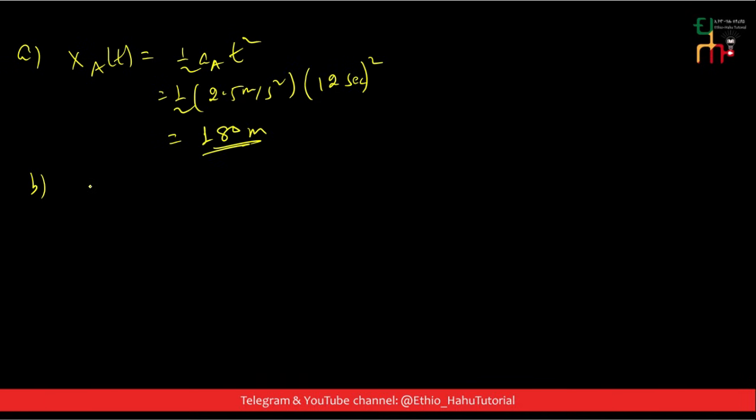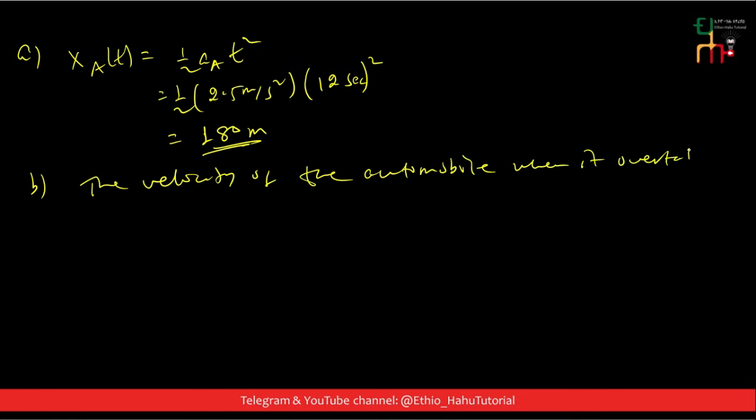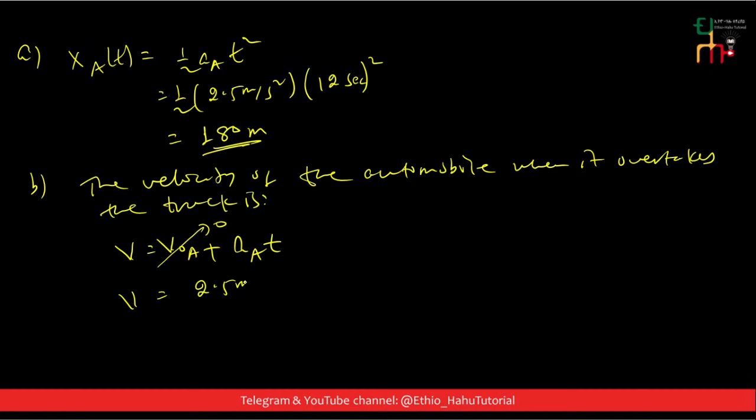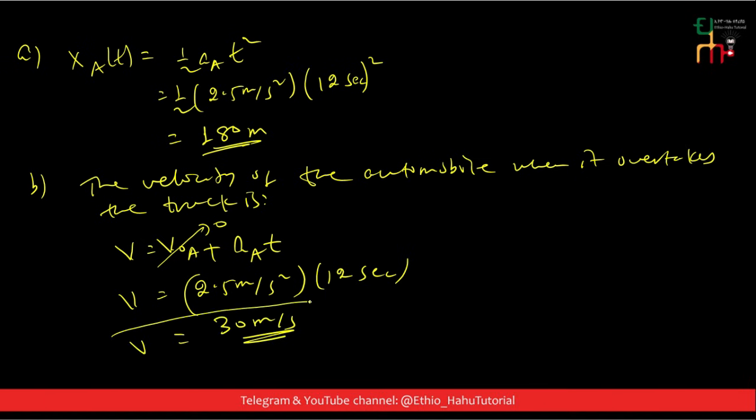B. How fast was the automobile moving when it overtakes the truck? The velocity of the automobile when it overtakes the truck is V equal to V naught of automobile plus acceleration of automobile times t. But the initial velocity of the automobile is 0. Therefore, V is equal to the acceleration of the automobile, 2.5 meters per second square, times t, 12 seconds. This is equal to 30 meters per second. This is the velocity of the automobile when it overtakes the truck.